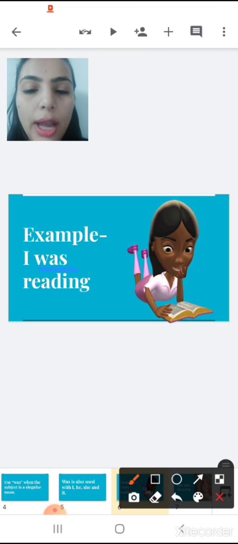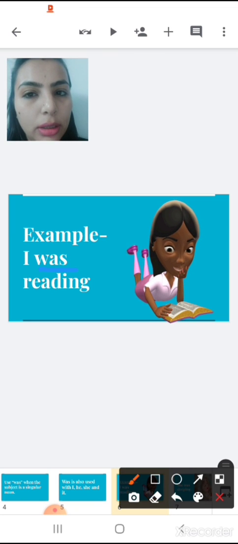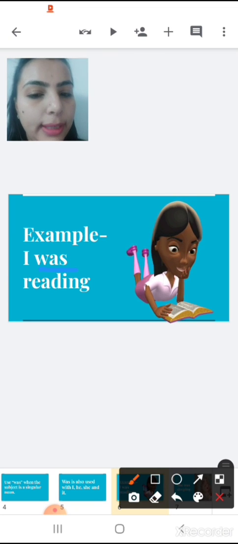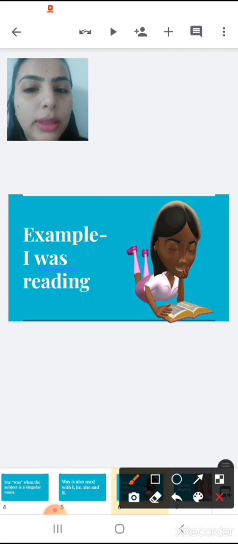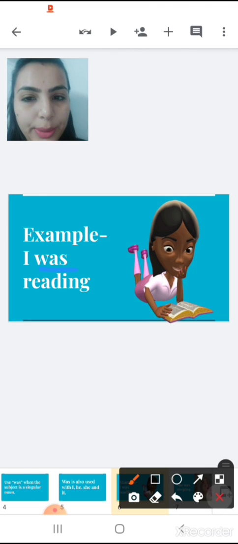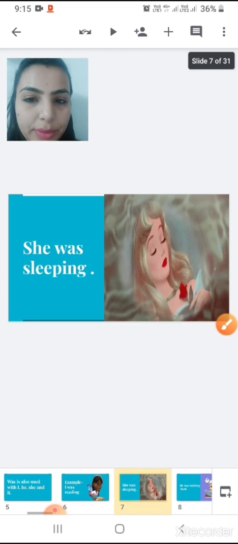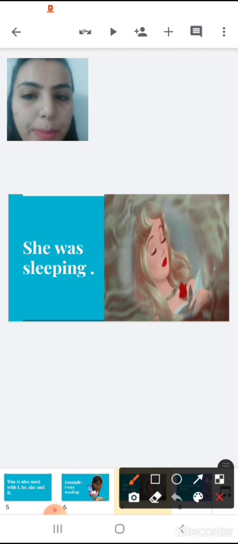Now see the reading: I was reading. Here we use was with I. I is for only a single person. I is telling that we are talking about a single person, as was is telling that we are talking in the past. So, I was reading.